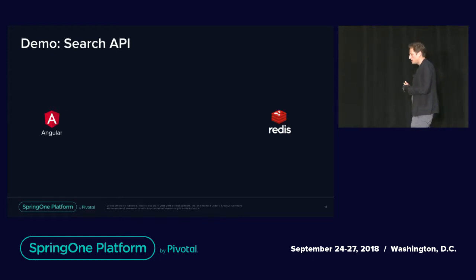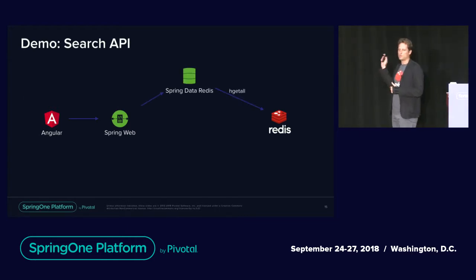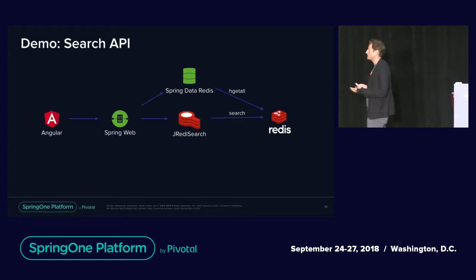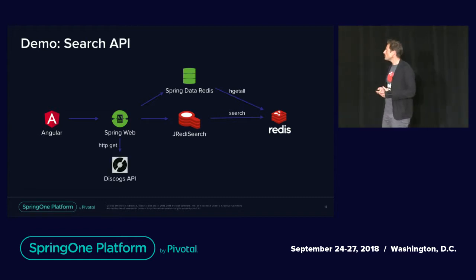Now for the front end, we have an Angular application that's going to tap into the power of Redis and RediSearch. So for this, we'll have the Spring Web controllers receiving requests for the documents themselves with a hash get. And then we'll have, again, the RediSearch Java client letting you perform searches on top of these documents. So we'll be able to retrieve albums by keywords contained in these documents or by year, etc.